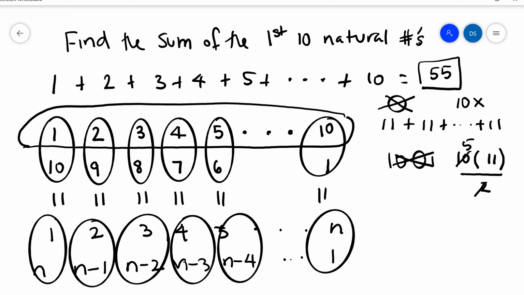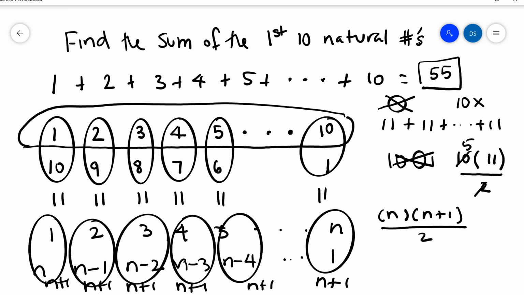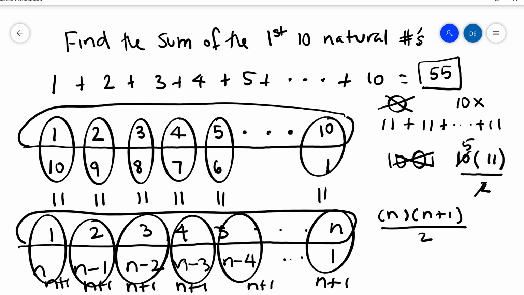what we end up with is the same for each: n plus 1, n plus 1, n plus 1, n plus 1, n plus 1, n plus 1. So just like this, there are n groups, with n plus 1 value here. You're going to divide by 2 because you want only half of it. So the sum of the first n natural numbers is going to be n times n plus 1 divided by 2.